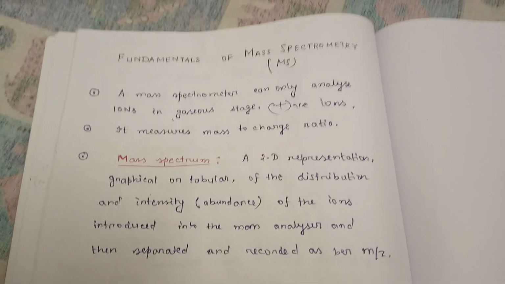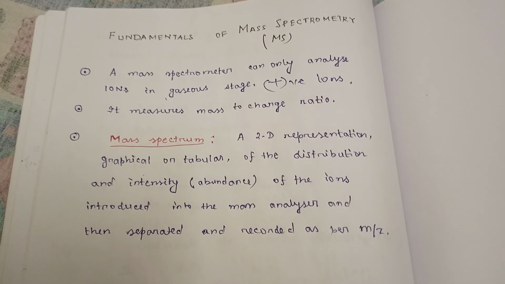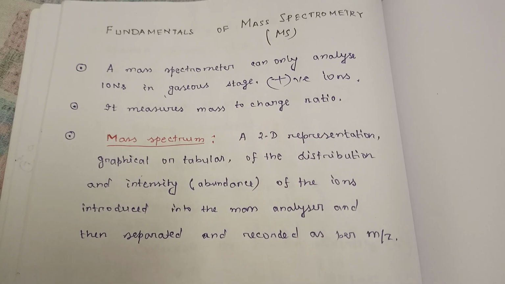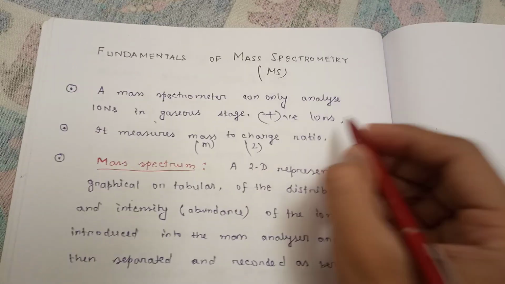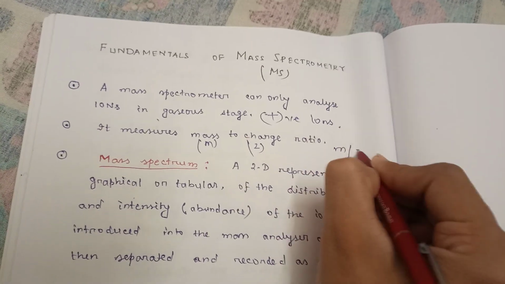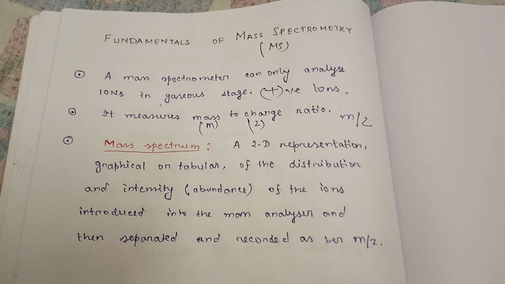Now it measures only the mass to charge ratio. So I have told that it will measure mass, but it's not. It actually measures the mass to charge. That means mass means m and charge we denote as z. So it will measure m by z. And what is mass spectrum?